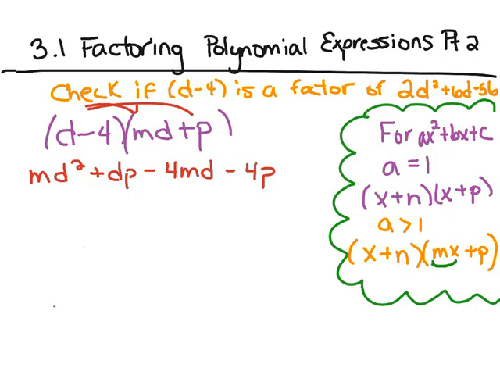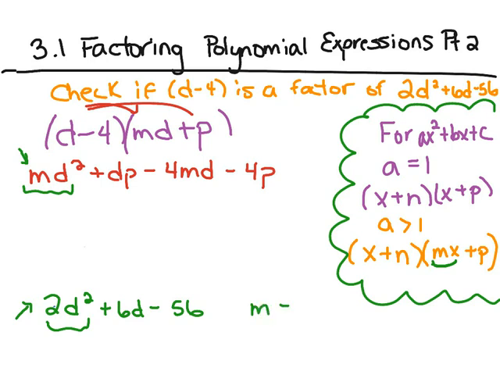Now if we look at our original equation, 2d squared plus 6d minus 56, this d squared is the same as this d squared. So if our d is the same, this value right here has to be m. So we know that m is equal to 2.